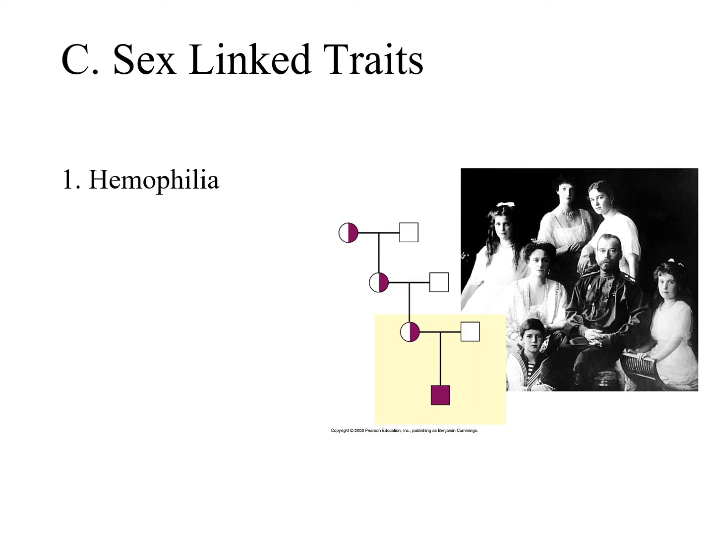When we follow up this pedigree, we see his mother and his grandmother and his great-grandmother all have a half-shaded symbol. That means that they were heterozygous, right? Females have two X's. One X had the normal allele, one had the hemophilia allele.